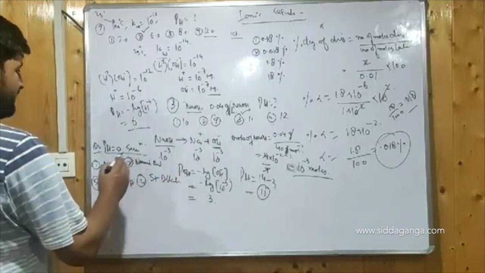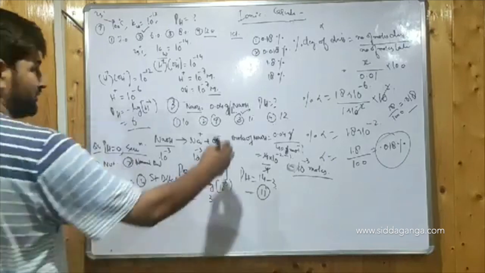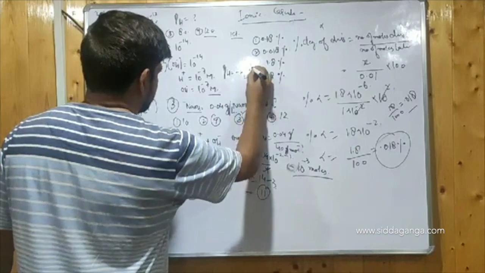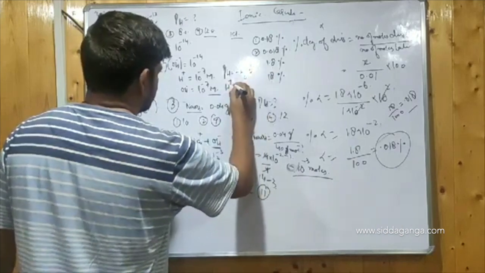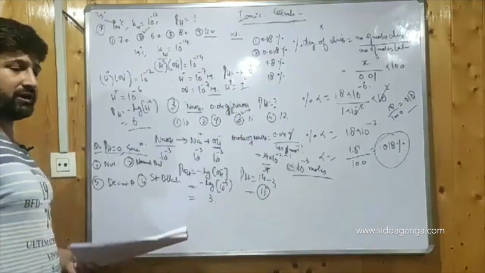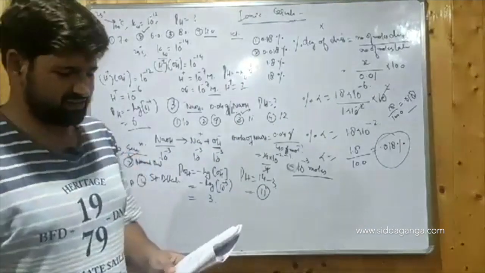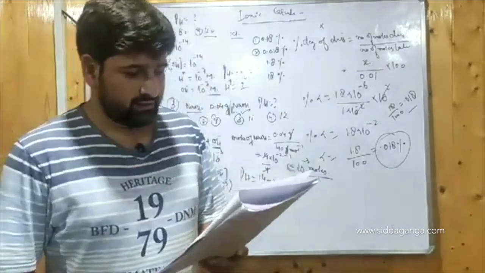Very simple. What is pH? 0. So what is pH equal to, children? Negative log of H plus ion concentration. So what will be the H plus ion concentration? 1. So what do you get? It's a normal acid. So correct option will be 2. Yeah, simple, direct question. Next question.